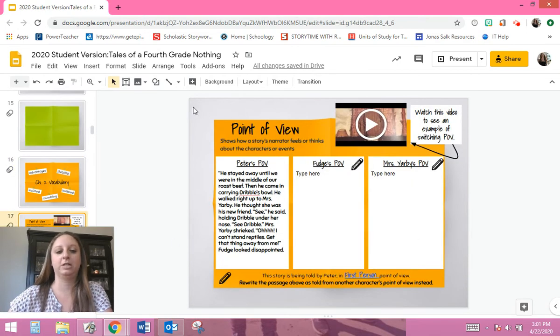All right, so today's focus is going to be on point of view. So point of view shows how the story's narrator feels or thinks about the character or events. So this story is told by Peter. So we call that first person point of view. So it's not being told by a narrator, it's being told by one of the characters. So that's called first person point of view. So they're abbreviating that and calling it POV, point of view.